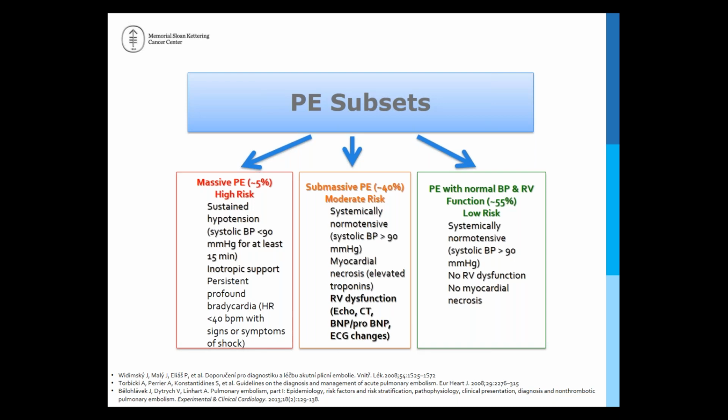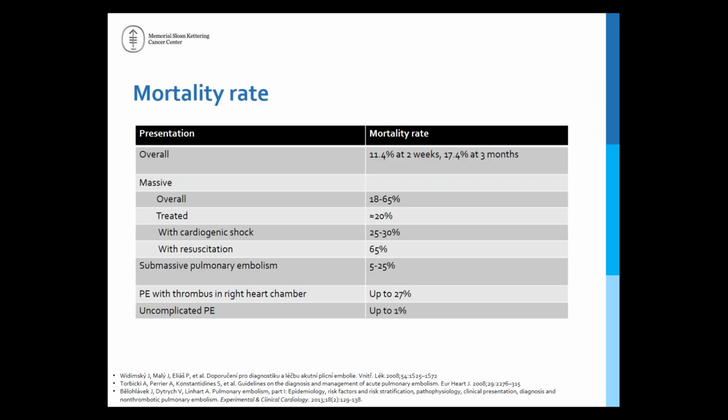And then there are some markers of right ventricular failure, the BNP and the pro-BNP, and EKG changes that will show that something is wrong with the right ventricle in the setting of PE. And then we have our patients that have the simple PE. These are the majority of patients, about 55%, that number one, they're systemically normotensive, and secondly, they have no evidence of right ventricular dysfunction or myocardial necrosis.